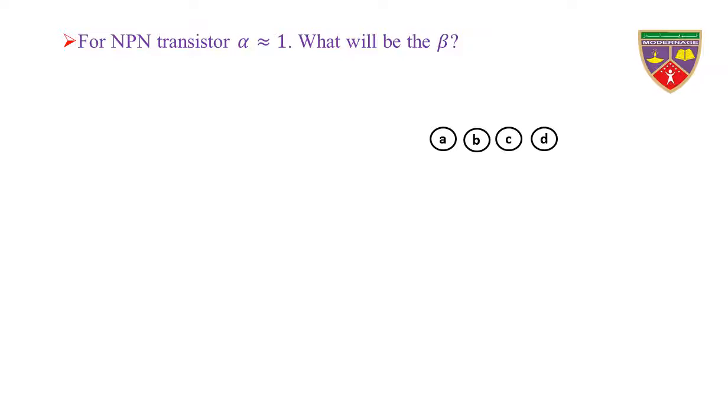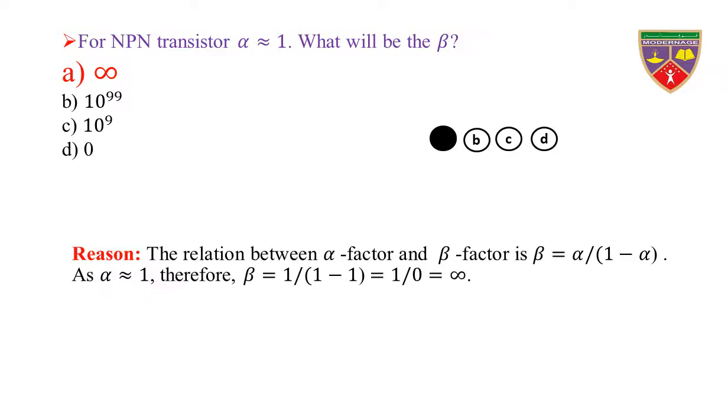For NPN transistor, alpha is nearly 1. What will be the beta? Option A, infinity. Option B, 10 power 99. Option C, 10 power 9. Option D, 0. The key is infinity. Therefore, correct option is A.